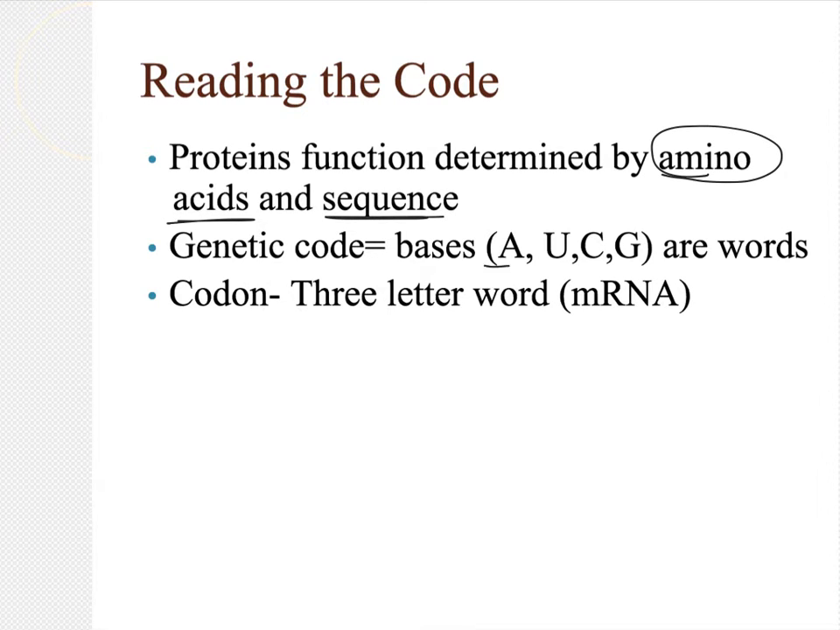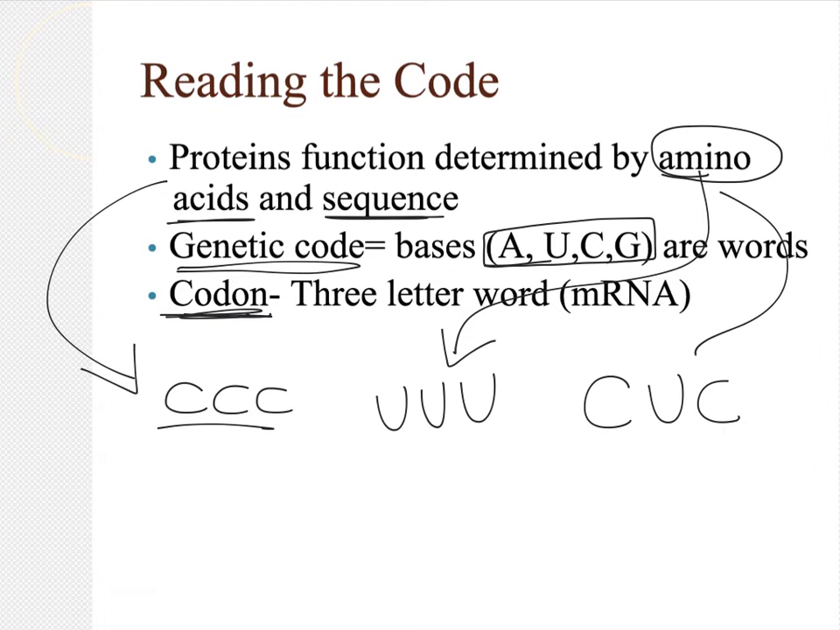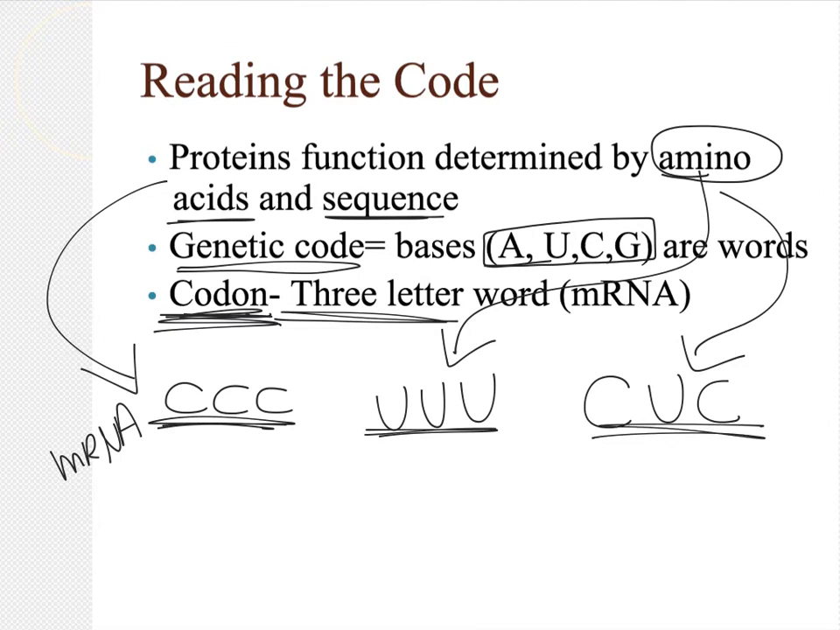Okay, so A, U, G, and C, the genetic code is basically sets of 3-letter words, codons. So if it says CCC, that's going to bring a particular amino acid to it. If it says UUU, that's going to bring a different amino acid. If it says CUC, that's going to bring a different amino acid. So these 3-letter words, these codons on the messenger RNA, give your body the information of, okay, what amino acid do I need to bring in order to make the right protein?